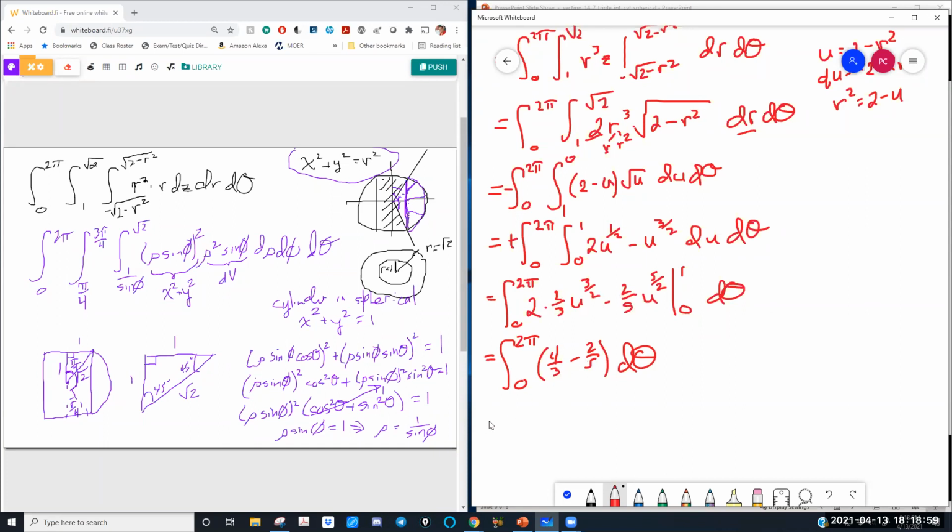So we'll combine those fractions. Let's see, we're going to have to make them into 15ths, right? So 20 over 15 minus 6 over 15. So basically we have 0 to 2 pi of 4 over 15 d theta. Integrating here gives us 4/15 theta from 0 to 2 pi. So we're going to get 8 pi over 15. Whew.